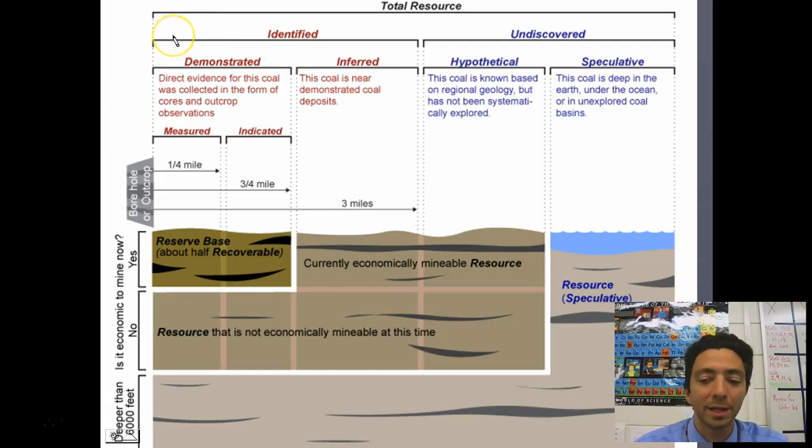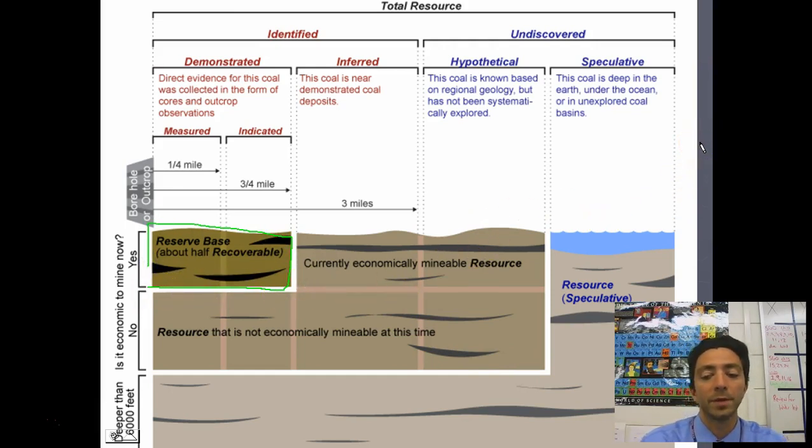Again, same thing, we're looking at the total picture here. So the total resource is everything. We're splitting it up into the identified, the stuff we know about, and the unidentified, the stuff we don't know about. And this kind of just splits up the sizes again. So the reserve is very small. The resource is very large.